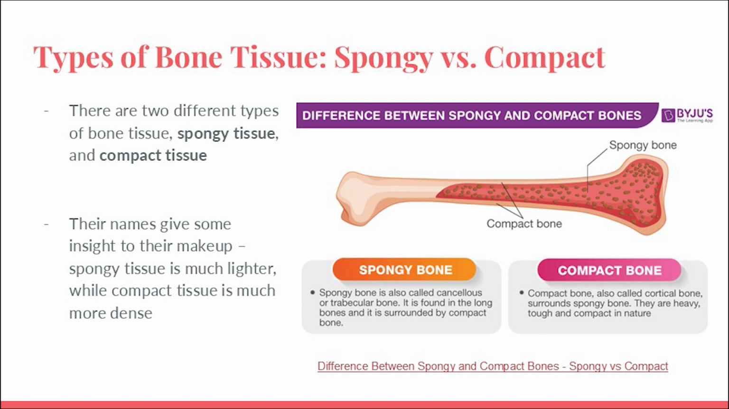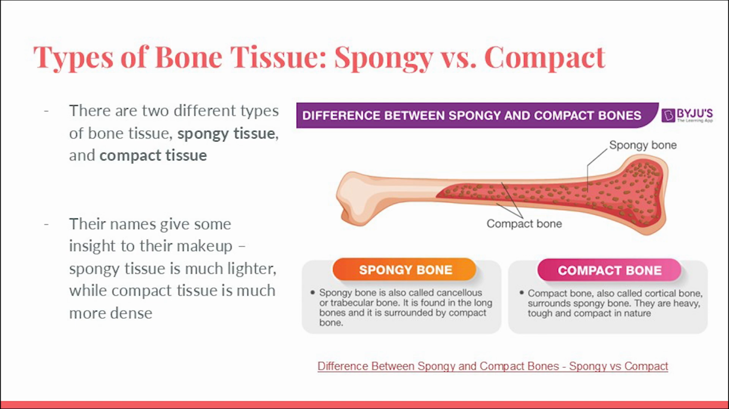So both of their names give us a little bit of insight into what they actually are. When you hear the word sponge, you can picture a kitchen sponge. Think of it as something that's more flexible. It has a lot of open holes in it. And compact, we think of something that's more dense, more rigid. So spongy tissue is much lighter, while compact tissue is much more dense.